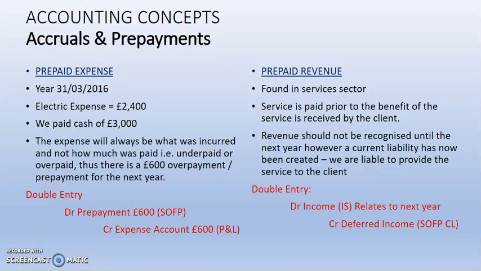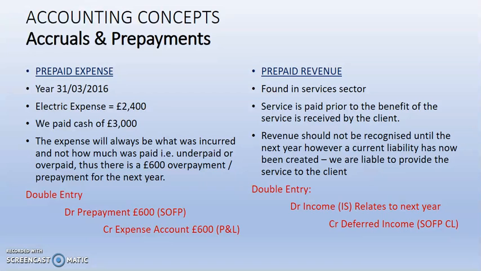Prepaid revenue we would usually find in the services sector. So this is maybe where a service has been paid for prior to the benefit of the service being received by the client. So yes, the client has paid us the monies for this service. However, we won't be able to provide it until the following financial year. So therefore we should not recognise it within this current financial year.